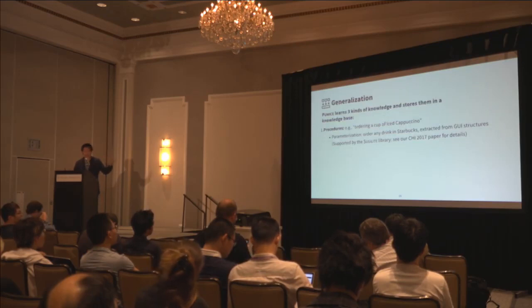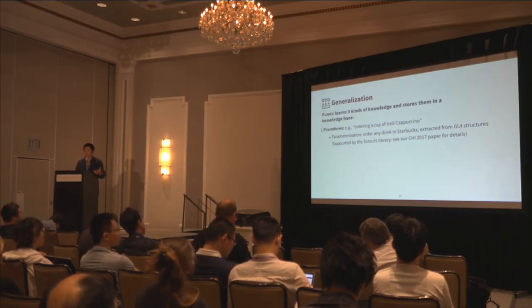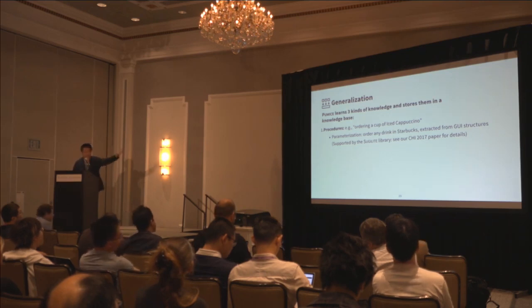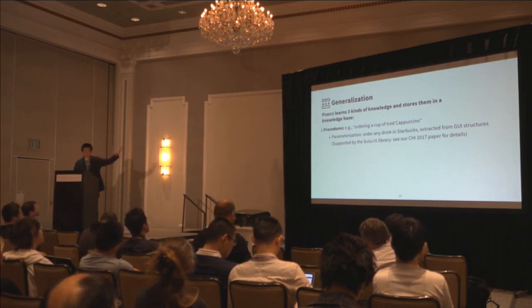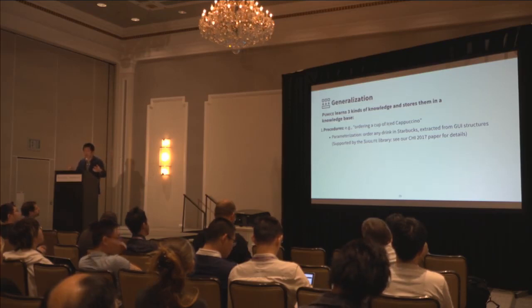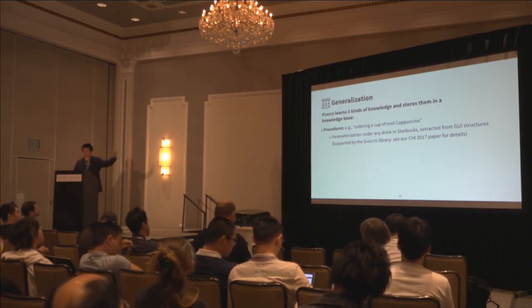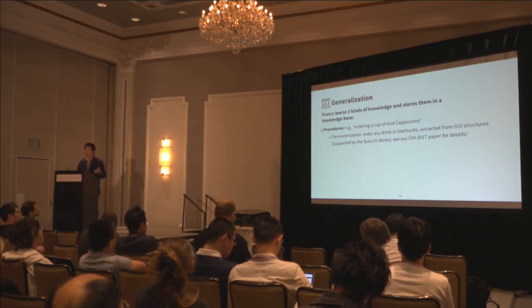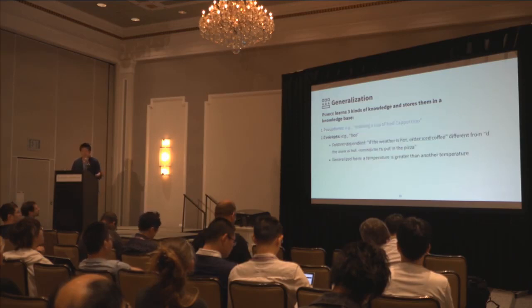A key goal of PUMICE is to generalize from what it has learned, and there are different levels. It learns 3 kinds of knowledge and stores them in a knowledge base. There are procedures of doing something, like ordering an iced cappuccino. For them, it supports parameterizations so that it learns how to order any kind of drinks by looking at the GUI structures of the Starbucks app.